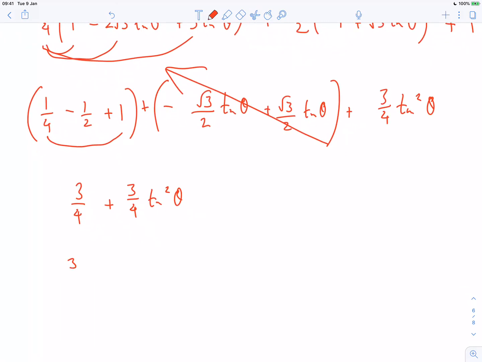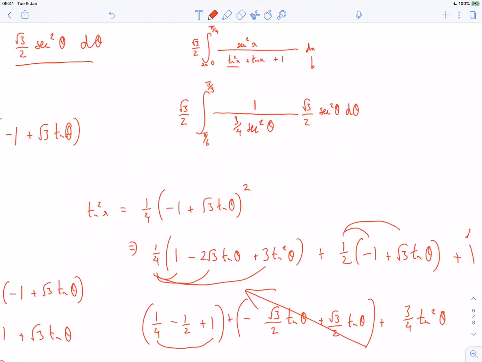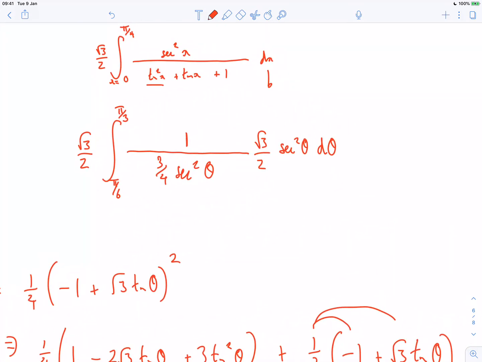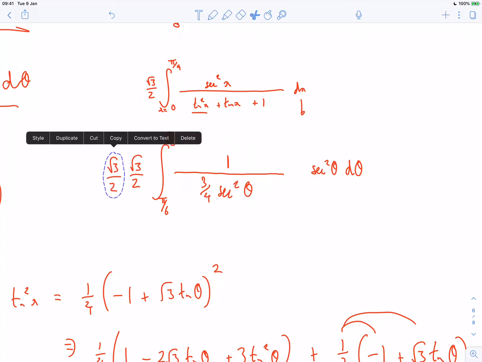And this is actually 3/4 of 1 plus tan squared theta. And we know 1 plus tan squared is sec squared theta. So the whole numerator on this thing actually becomes 3/4 of sec squared theta. And you know what? Look what's going to happen here. The √3/2 is going to come on the outside, and that's going to multiply it together. √3/2 times √3/2 just becomes a positive 3/4.